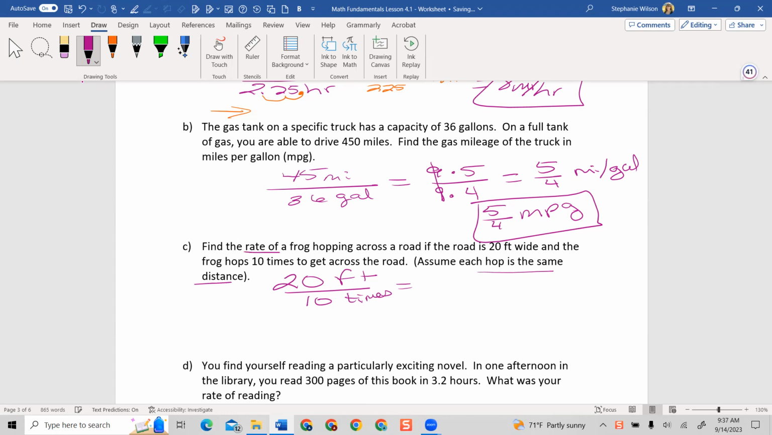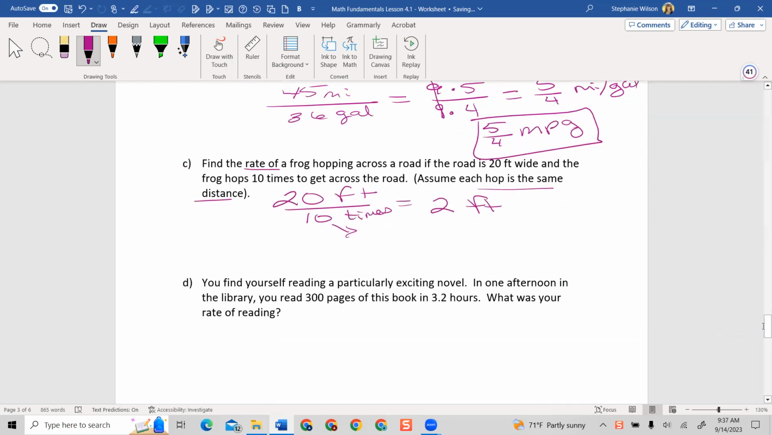Okay, so the rate is set up like this. So it's going to be 2 feet each time it hops. Does that make sense? Because this is 10 hops, 10 times every hop, right? So for every 2 feet, it makes a hop. Anyways, you kind of get the point.